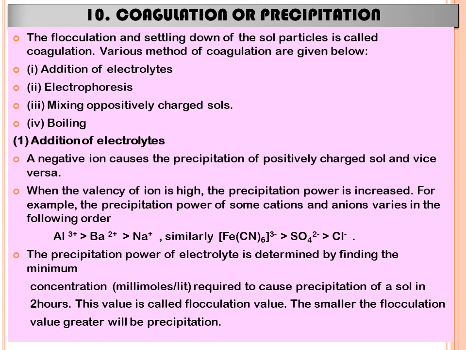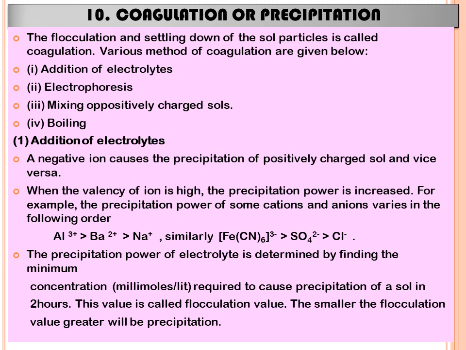Electrophoresis. See, the particles are moving towards the respective electrode. The colloidal particles are moving, so they get neutralized at the electrode. So naturally, you are able to separate the particles. Mixing of oppositely charged sols. See, one sol contains positively charged colloidal particles. Another sol contains negatively charged colloidal particles. Mix both. What will you get? The positive and negative charges combine. Naturally, it will precipitate. So all these are given as examples.